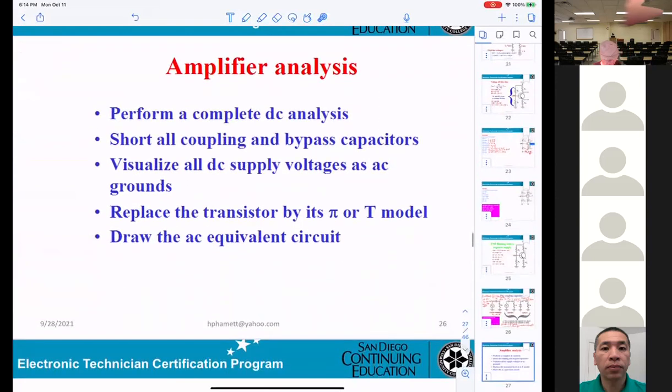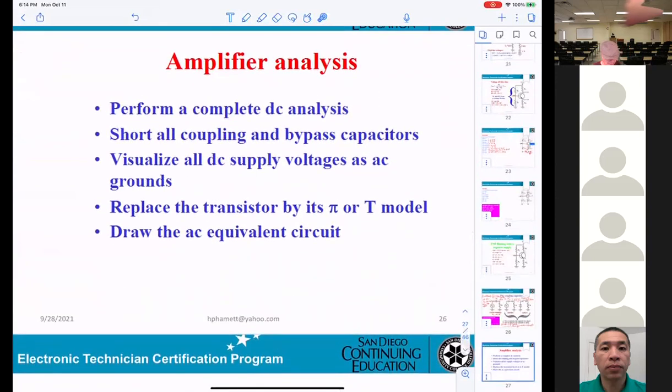Now, we're talking about the amplifier. You must perform a complete DC analysis. That means before you work on the amplifier circuitry, you have to do the DC calculation. That means you have to know IB, IE, IC, VB, VC, VE. Okay? Next step.